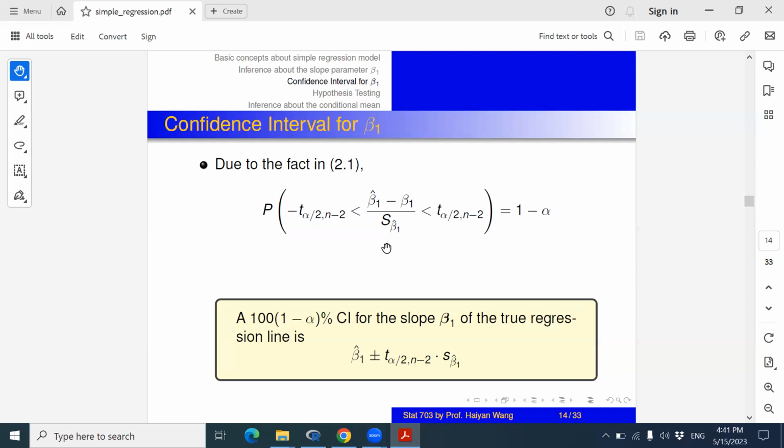The manipulation of this inequality to the form for the confidence interval is similar to how we did it in the earlier confidence interval section, so I'll skip the detail. In the end, what we get is that the confidence interval is equal to the point estimate beta 1 hat plus or minus the critical value from the t-distribution times the standard error of beta 1 hat. This critical value refers to the value on the t-distribution such that to the right of it, we have alpha over 2 as the probability. Okay, that's the confidence interval.